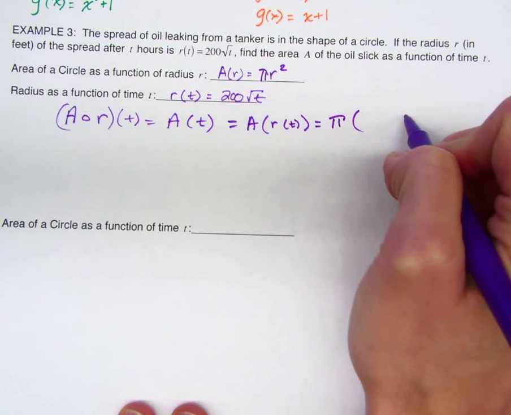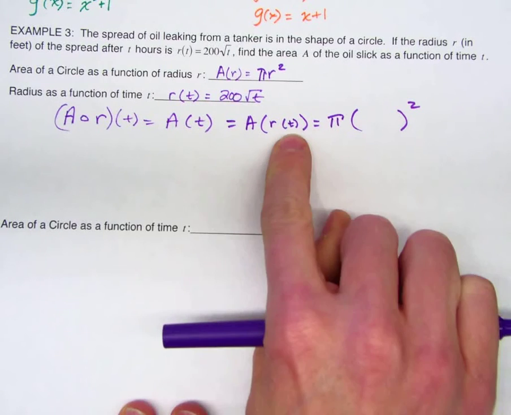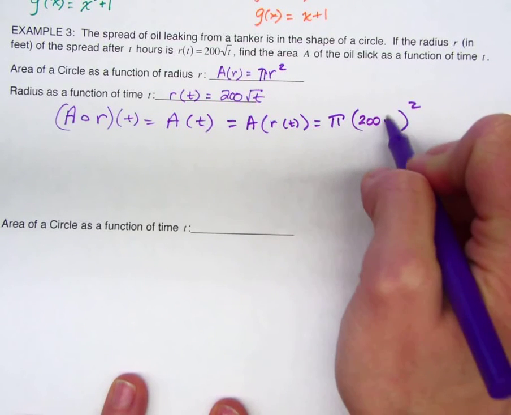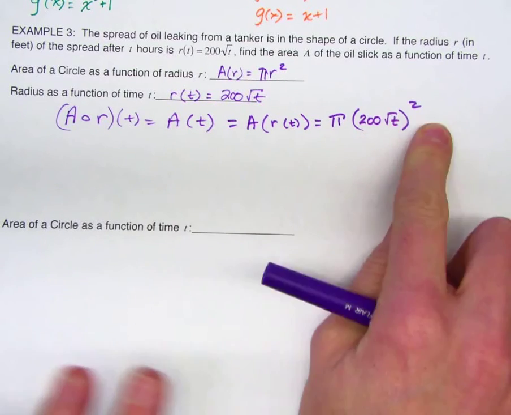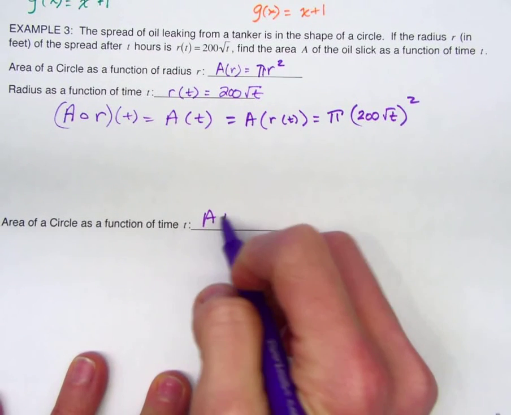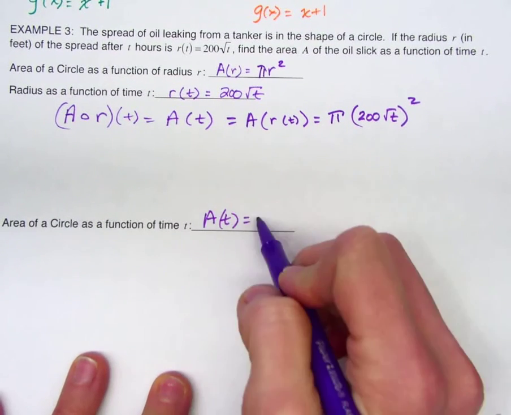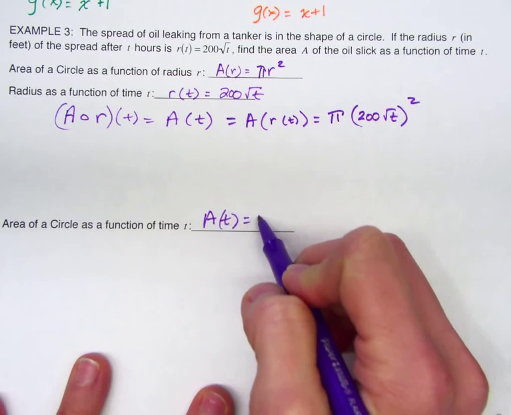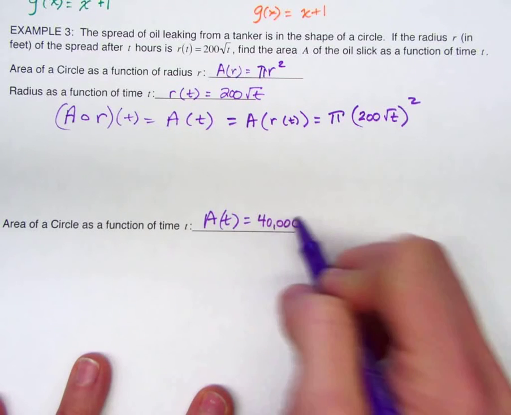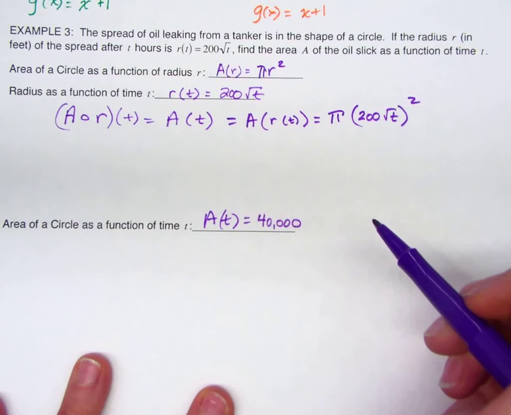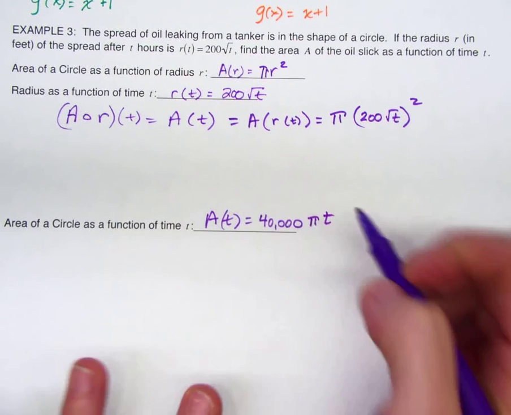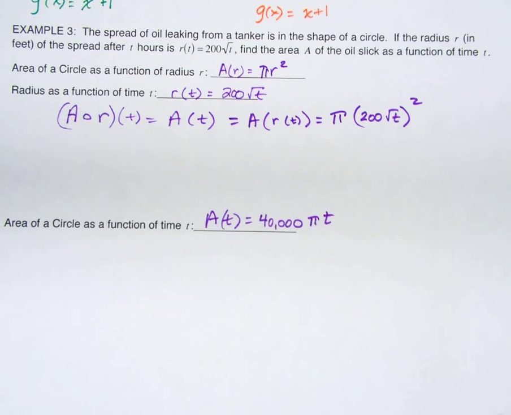So A of r of t, and then the area is pi, and then parentheses squared, and my r of t is going to be what? 200 root t. 200 squared. What's that going to be? 40,000. Root t squared is t, and then we have this pi, so I'm just going to write that as pi t. If you put t pi, that's no biggie. All right, so my new function is the area now in terms of t.